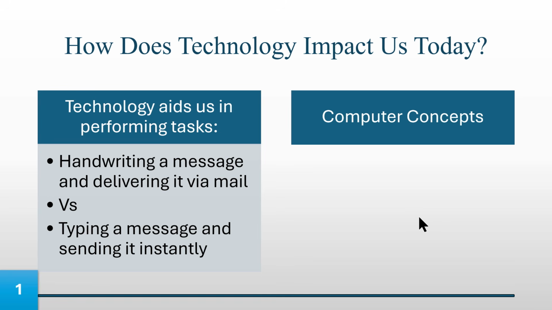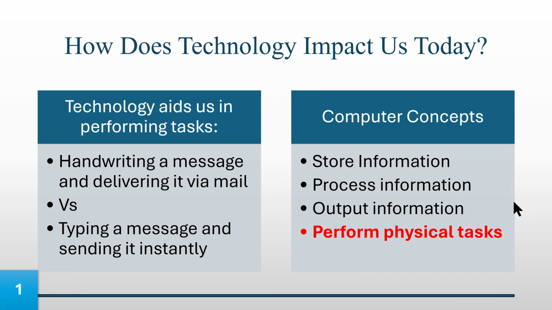At the very least, here's what computers do. Computers basically store information. Once the information is stored, the information can be processed in the form of answering a question, and then the information can be output. So if you think of computers, these three concepts: storing information, processing information, and outputting information. That's pretty much what technology allows us to do on a daily basis.